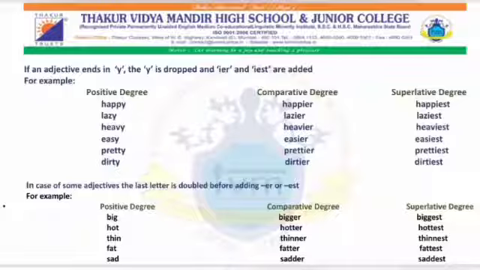So, we double the consonant G and add ER to form the comparative degree. Same way, to form the superlative degree, we double the consonant G and add EST. So, we get the word bigger in comparative degree and biggest in superlative degree. Same way, we get hot, hotter, hottest, thin, thinner, thinnest, fat, fatter, fattest, sad, sadder, saddest.